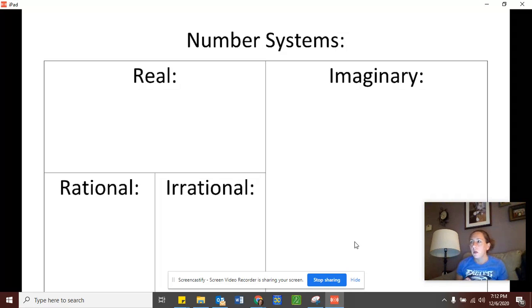First, all numbers can be split into two categories, which would be real and imaginary. The way you can tell the difference between the two is that imaginary numbers include an i, for imaginary. We will get more into what imaginary numbers actually are later, but just know that if it's imaginary, it has an i, and that comes from taking the square root of a negative.